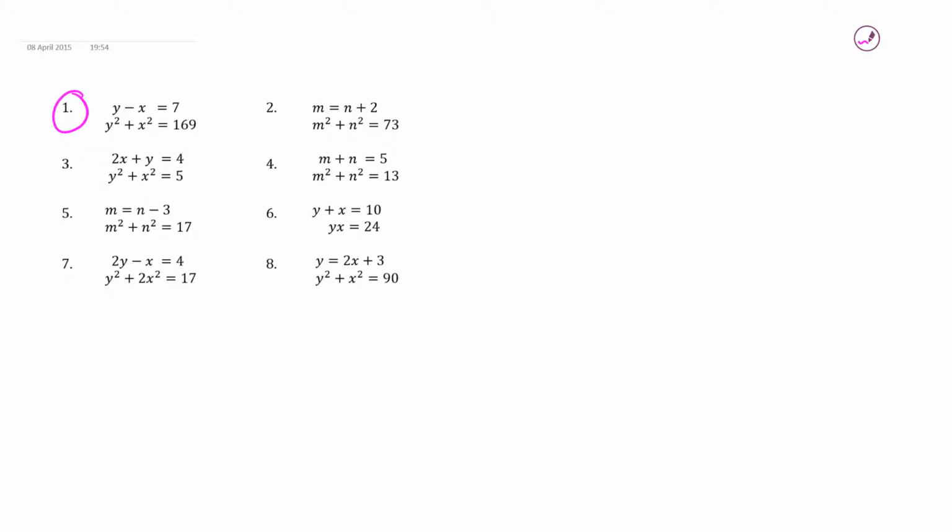Okay, so this is simultaneous equations by substitution. When you've got a linear and a quadratic, you have to use the substitution method. What does that mean? Well, that's equation 1, equation 2. You rearrange equation 1 to make one of the letters the subject. You move the minus x to that side, so x equals y minus 7. We call that equation 3.